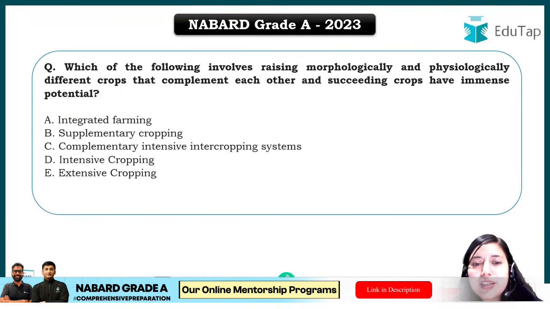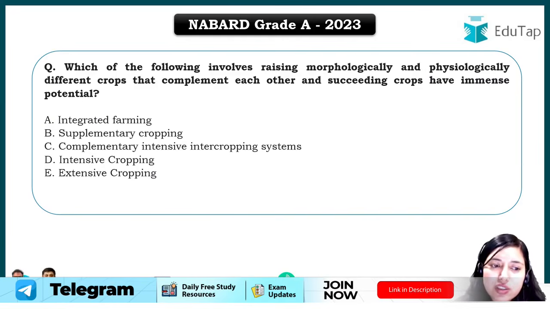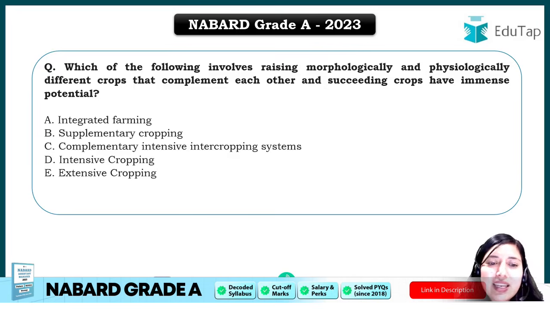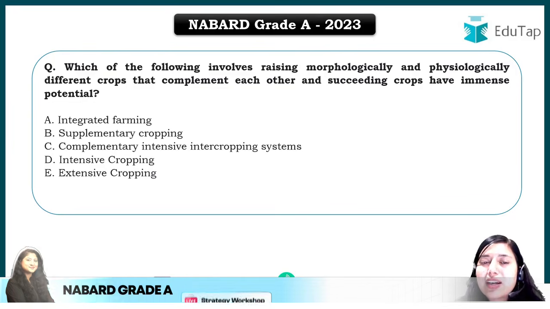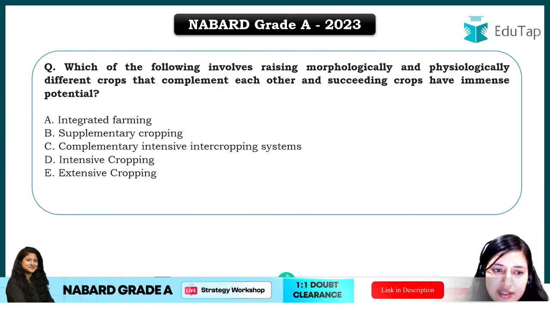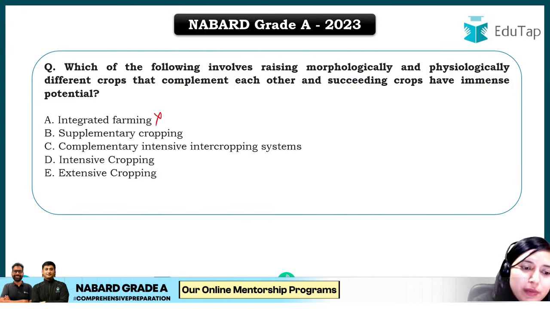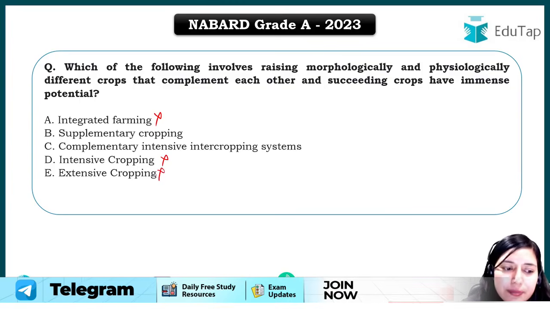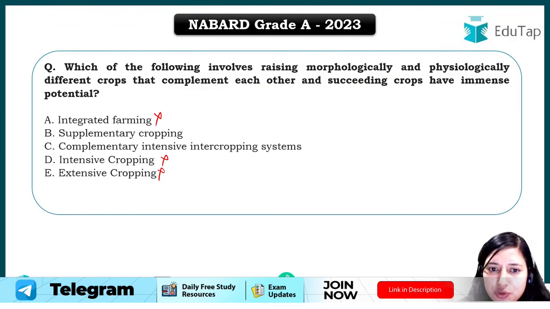Next question is, which of the following involves raising morphologically and physiologically different crops that complement each other and succeeding crops have immense potential? Again, this is a very difficult level question that was asked to you. So students, for the answer to this question, you have to see the options. The first option is integrated farming. In integrated farming, we are not just raising crops, but also considering raising livestock, poultry, etc. But here only crops are mentioned in the question, so it will not be the answer. Then we have intensive cropping and extensive cropping, which again cannot be the answer because they are not related to what is asked in the question.